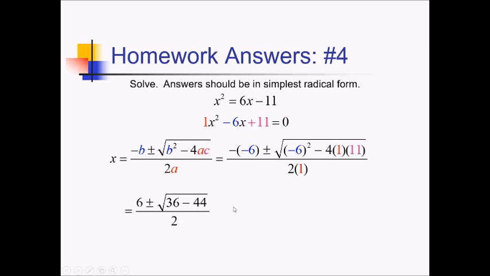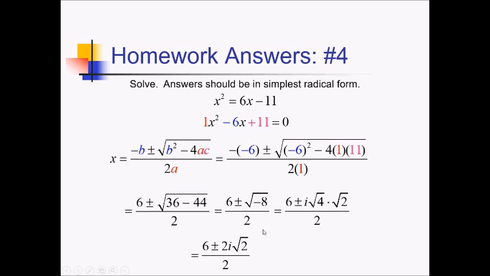36 minus 44 is negative 8. And then I can simplify that a little bit by taking out an i. And while I'm at it, I can split 8 up into radical 4 times radical 2. Square root of 4 is 2, so this is 6 plus or minus 2i radical 2 over 2. And I can reduce this. The 6 here, this 2, and this 2 down here are all reducible by 2. So I can rewrite this then as 3 plus or minus i radical 2. And we don't need to write over 1. We can just write that the way it is.